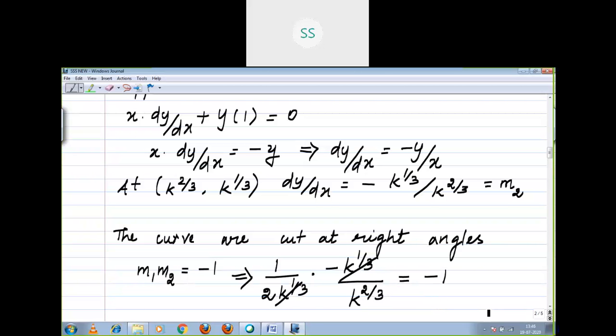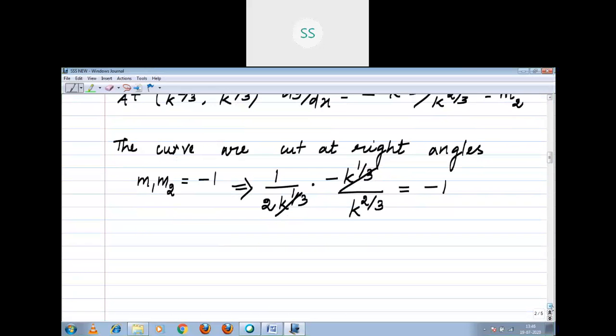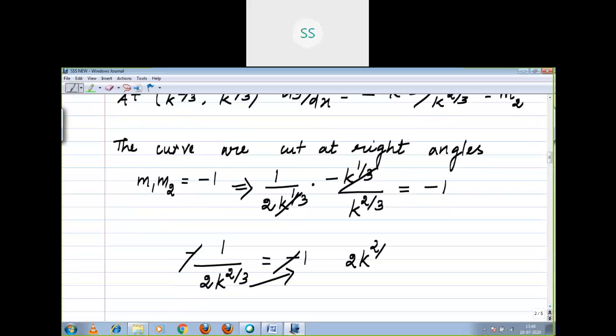The next step: minus k power 1 minus 1 by 2 into k power 2 by 3 equal to minus 1. Minus 1 cancels. Then you cross multiply. What can you get? 2 into k power 2 by 3 equal to 1.